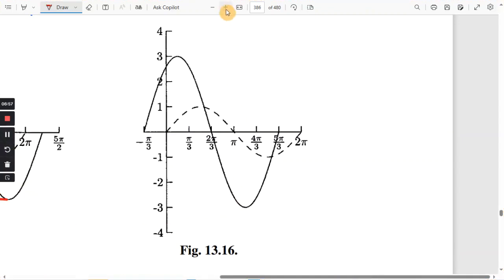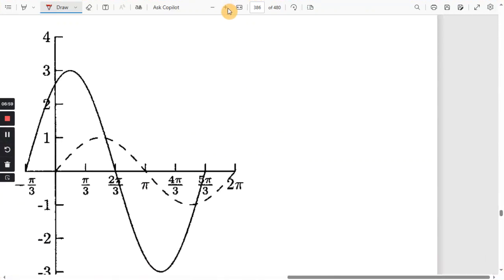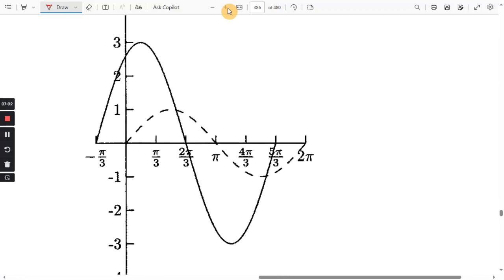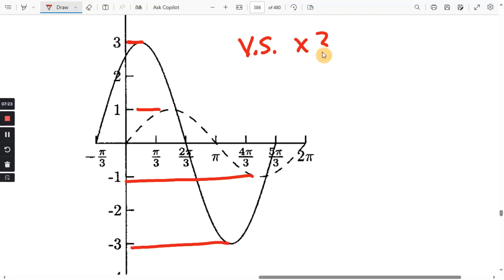All right, 13.16. Let's see, what is the vertical stretch? Again, the original is in dash. It goes from 1, and the minimum is at -1. And look at the new one. The maximum is at 3, and the minimum is at -3. So how much is the vertical stretch? All right, the vertical stretch is times 3.